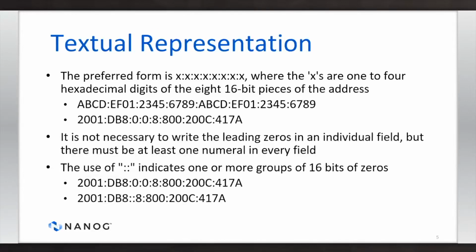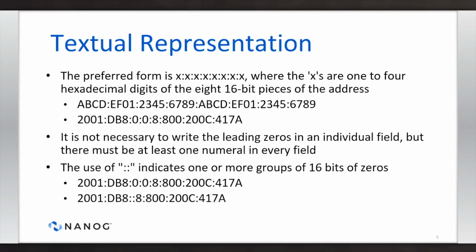Now, it's not necessary to write the leading zeros in each field, but there must be at least one numeral in each field. So let's take a look at the second address here, 2001:DB8:0:0:8:800:200C:417A. If you take a look at the zeros, we didn't have to write 0000. We only have to write the most significant bits, and make sure that there's at least one digit in there. Now, let's say for a moment that you have a long run of zeros.